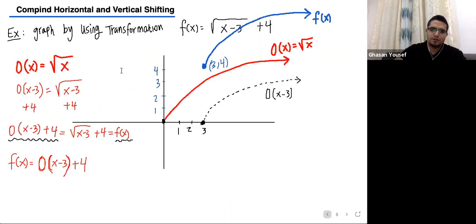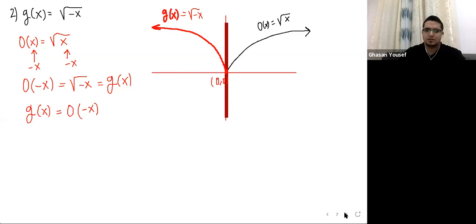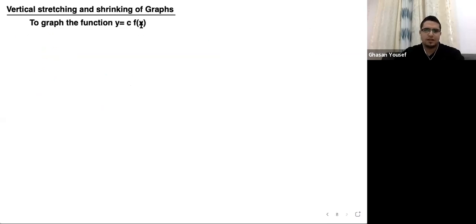But in the previous slides, we were talking about shifting. We add c, we subtract c, we add c inside the parentheses, we subtract c inside the parentheses. But now we're going to multiply the c by the function. So this will be a different story. It will be shrinking and stretching. So first of all, we're going for the first part, the vertical shrinking and stretching. If I have to graph the function y equals c times f of x, we have different cases depending on the c.